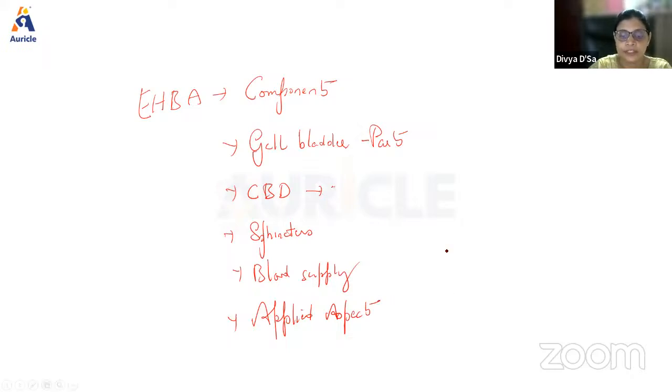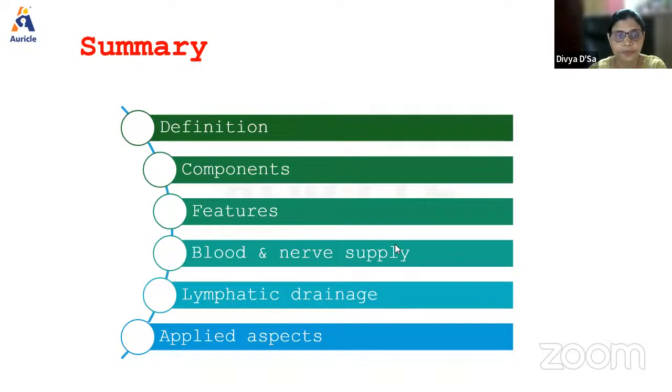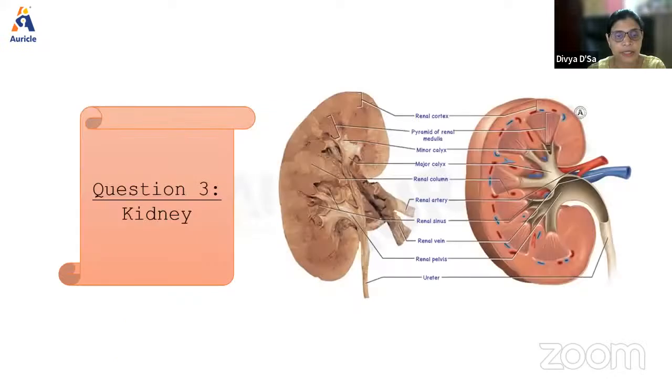Then in addition to this, you should know what Calot's triangle is. In Calot's triangle, sometimes the cystic duct will form a loop, which is called Moynihan's hump. That is also commonly asked as an MCQ. So these are the headings under which you need to explain the extrahepatic biliary apparatus. It is commonly asked as a long essay question.